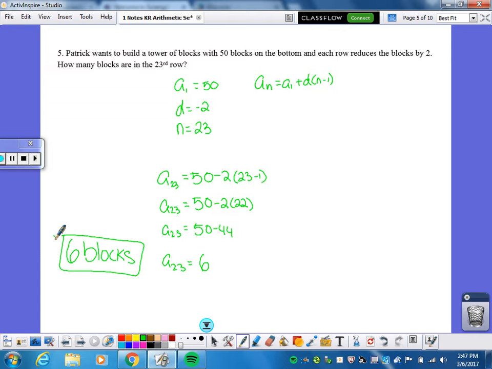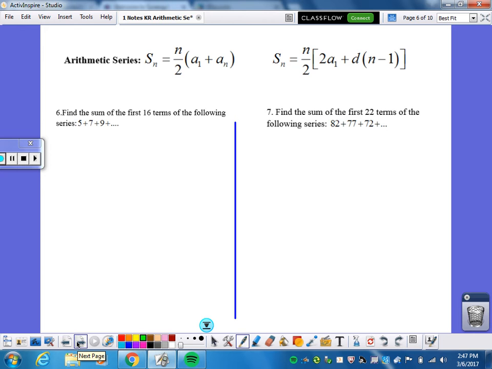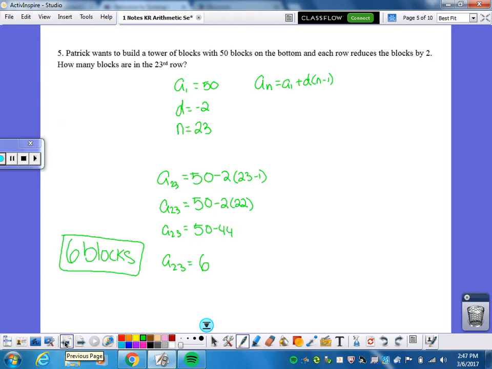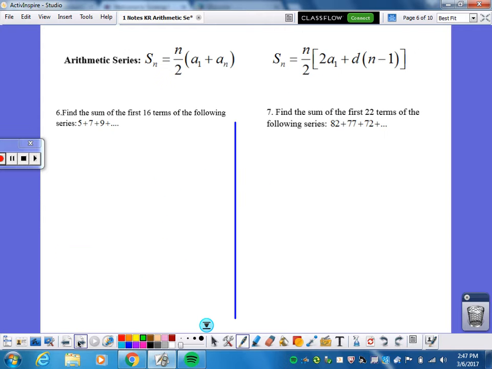Now let's move on. What we're going to be talking about next is the arithmetic series. So, if we were looking at the same problem that we have here, and we change the problem to, instead of asking how many blocks are in the 23rd row, how many blocks are there total? So that's what we're going to be talking about here. We're going to be adding up all of our values here.